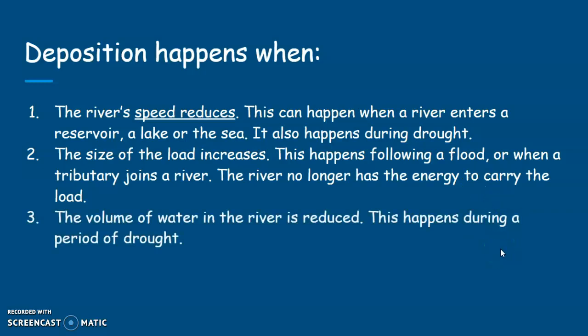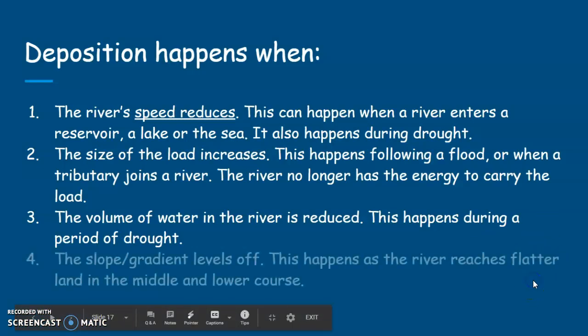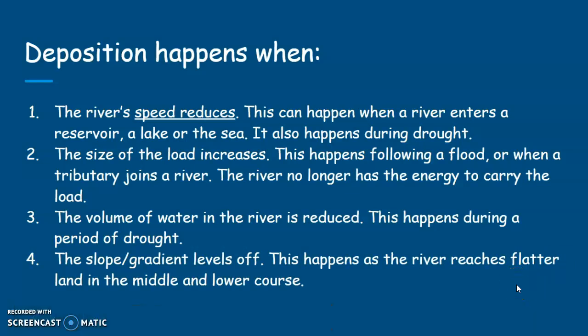The third one is that the volume of water in the river is reduced. So again, during droughts, you're not going to have rivers transporting very much particles or sediment or pebbles along, because there isn't a lot of water in it, so there isn't a lot of energy. And the fourth one is as the slope or gradient levels off, it causes the deposition to happen.